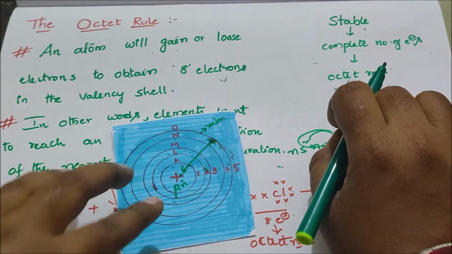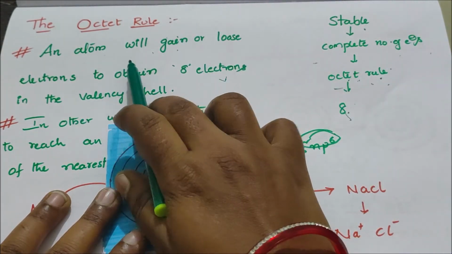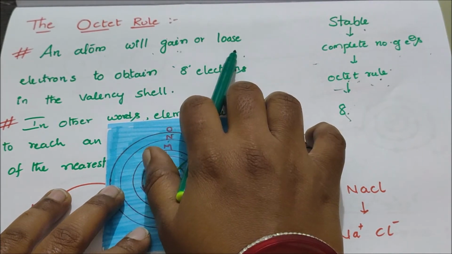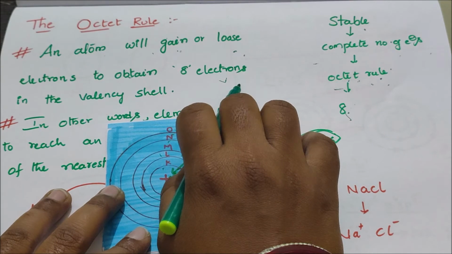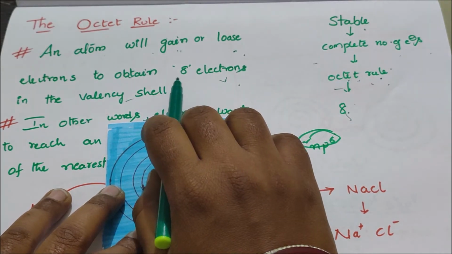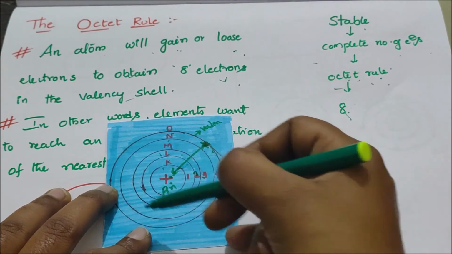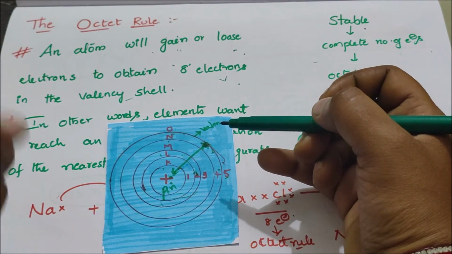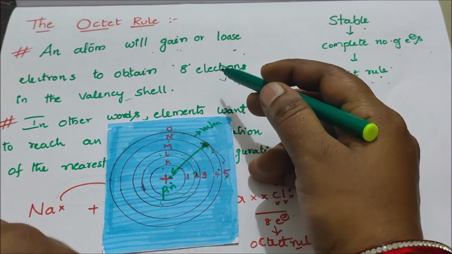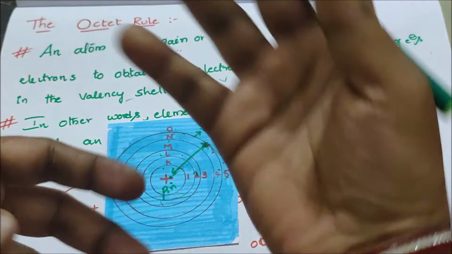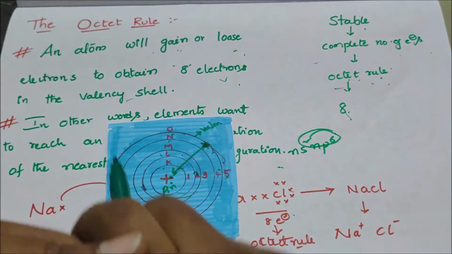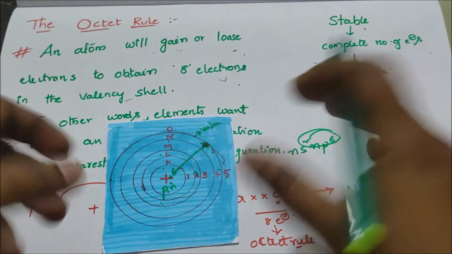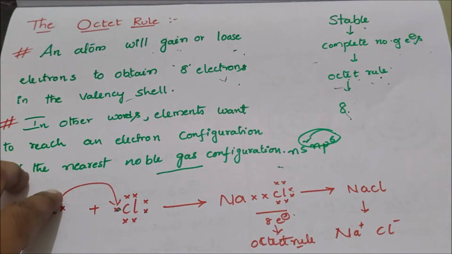That's why the octet rule means an atom will gain or lose electrons to obtain 8 electrons in the valency shell. The outermost orbit must possess 8 electrons. An atom must possess 8 electrons in the valency shell. This obeys the octet rule.